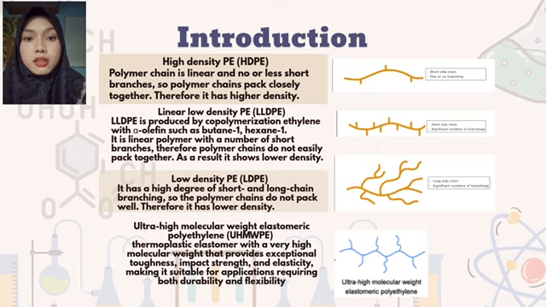Third is low-density PE, LDPE. It has a higher degree of short and long chain branching, so the polymer chains do not pack well. Therefore, it has lower density.